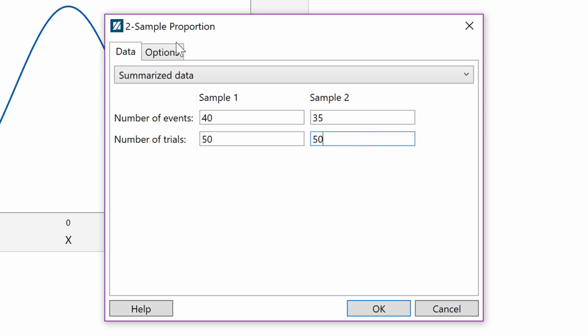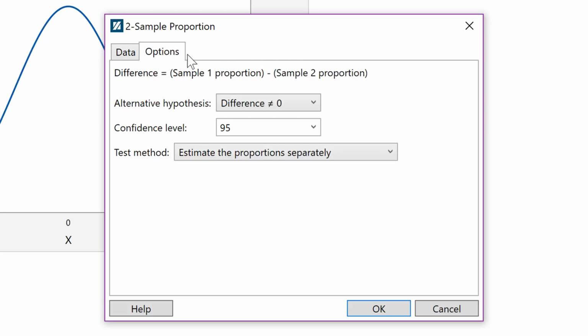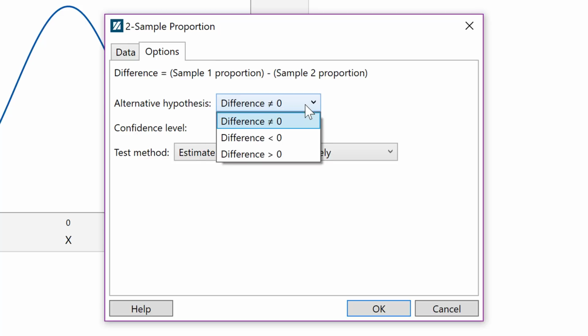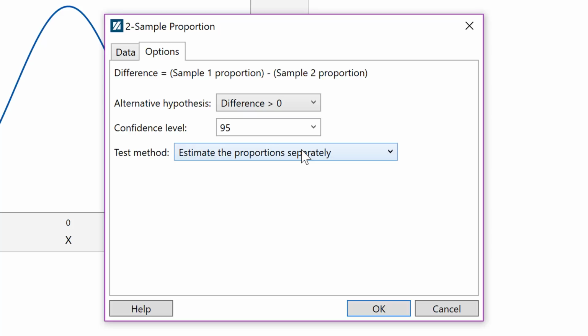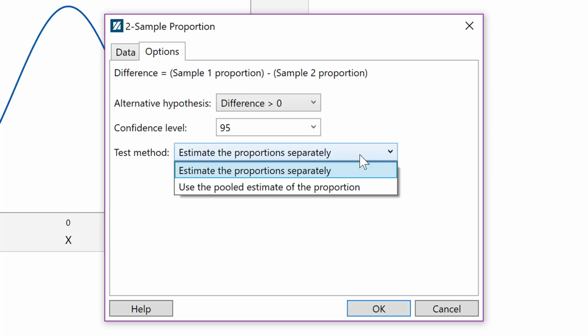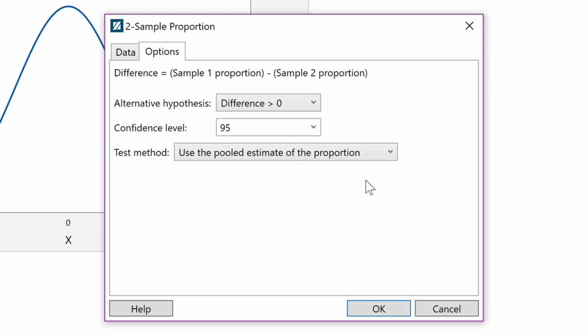Under Options, the default is a two-tailed test, but we have a right-tailed test here. The confidence level doesn't matter since we're not using the confidence interval here. The test method we do need to change. Recall for hypothesis tests, the null is that the two proportions are equal, so we use a pooled estimate of the proportion. Click OK.